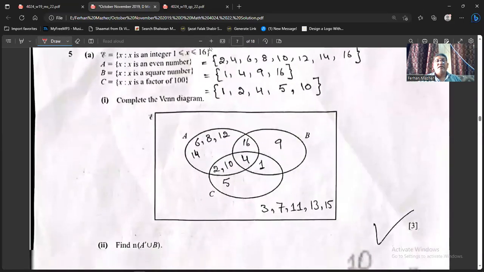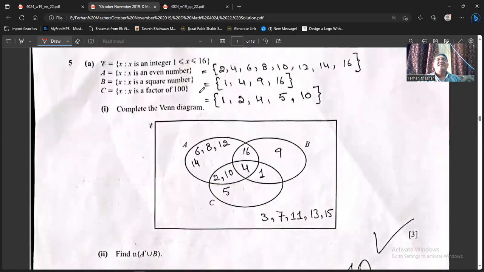Okay, so here we have the universal set from 1 to 16. A is 2, 4, 6, 8, 10, 12, 14, 16. B is 1, 4, 9, 16. And C is 1, 2, 4, 5, and 10. So when you write them in the Venn diagram, the common thing in all of them is 4. The common between A and B is 4 and 16. The common between B and C is 4 and 1. The common between A and C is 4, 10, and 2.